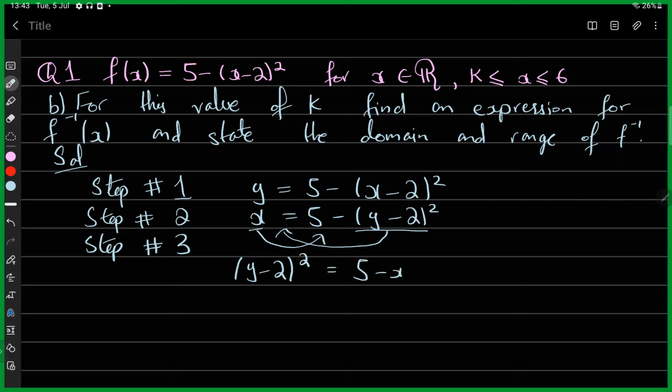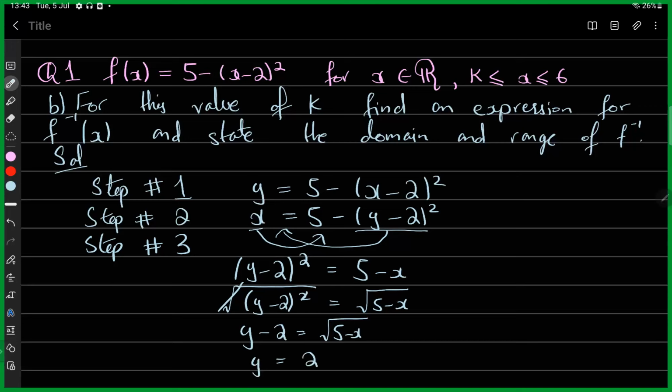Then I need to make y the subject. So I'll be taking under root on both sides. But I will take under root on this side. Here we initially had a square, and then under root 5 minus x. This and this would be cancelled, and I would be left with y minus 2 equals under root 5 minus x. And finally, it would become y equals 2 plus root 5 minus x. Now, by the end of step 3, y is the subject.